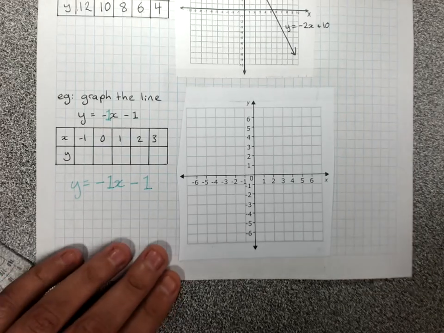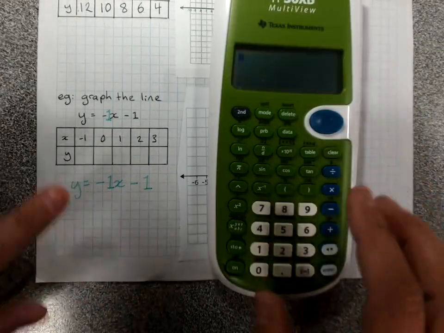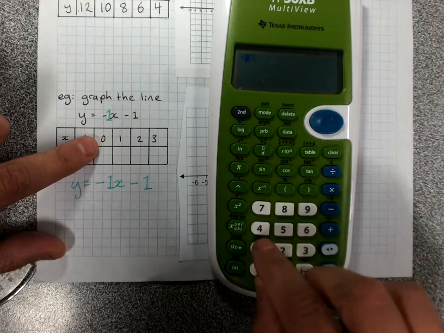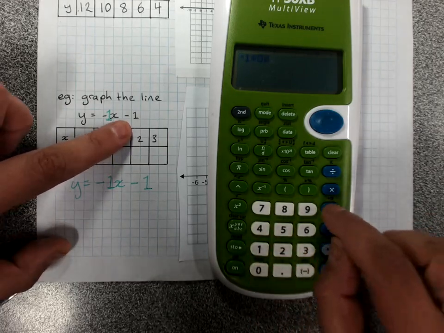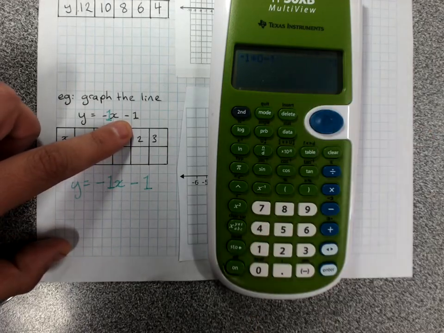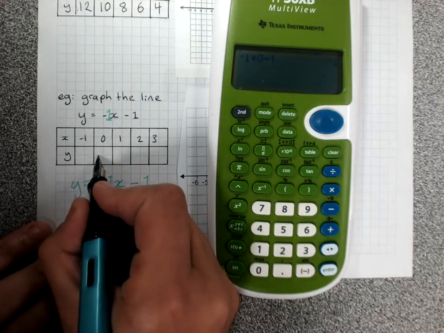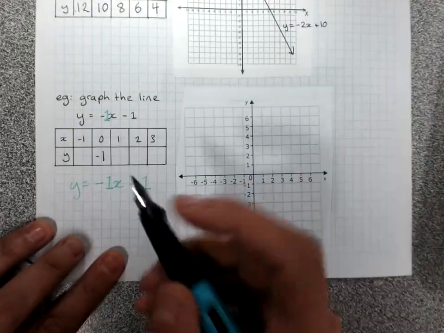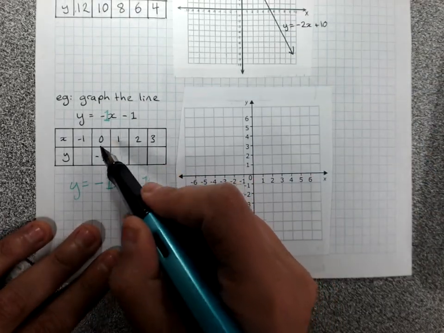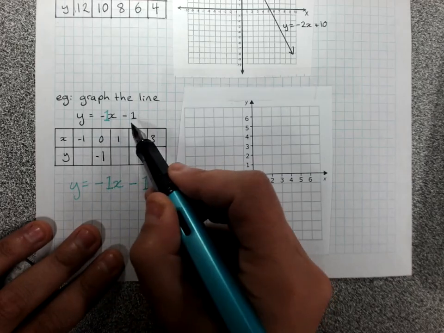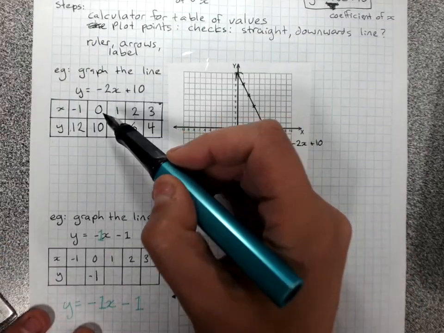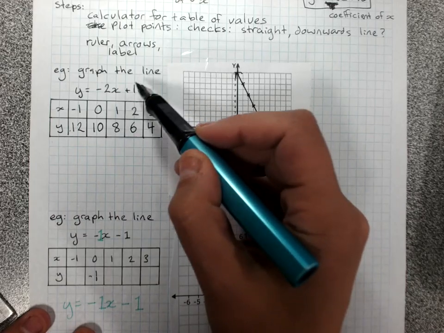And that just means -1 times x. So we do this with the calculator. Start at the 0. -1 times 0, take away 1, -1. Hey, you notice how where the x is 0, our y value is always going to be this number that's on the end. Where the x was 0, our y value is the number that's on its own.